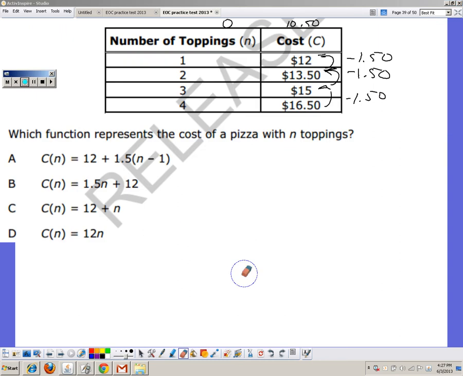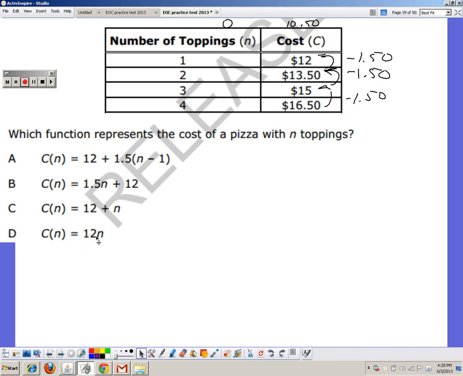For this question, they want us to find the function of n toppings, but they do not give us the price of the pizza when it's 0 toppings. So we're going to work backwards. If you notice, every change in number of toppings reduces the price of the pizza by $1.50. So at 0 toppings, if you minus $1.50, it costs $10.50 for a pizza with 0 toppings. Okay?